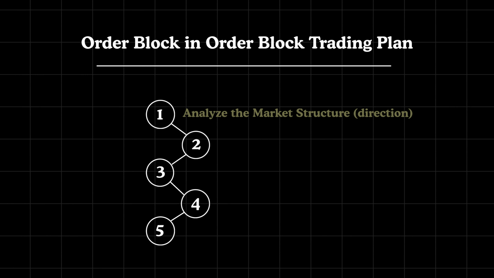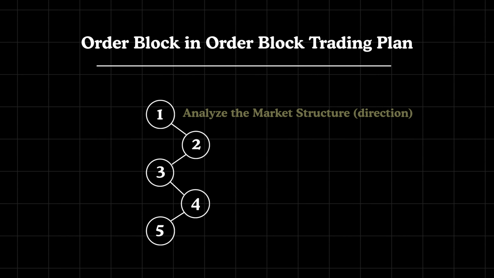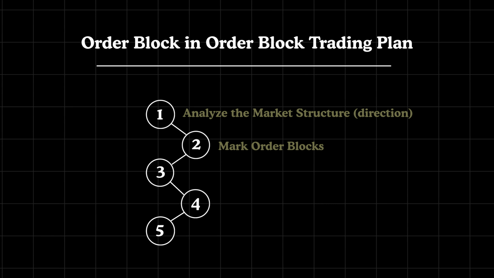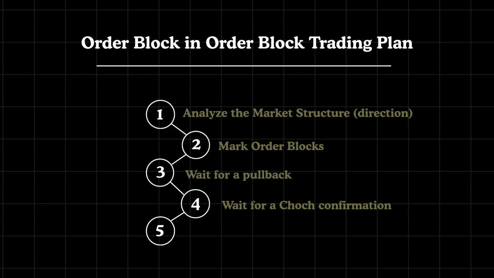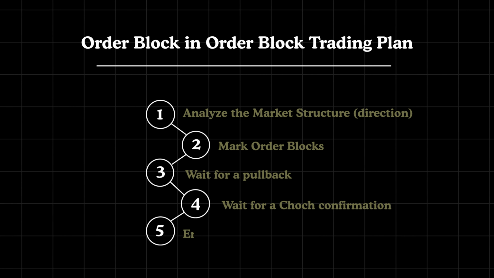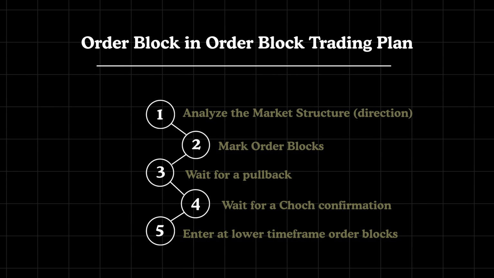Analyze the market structure on the higher time frame to determine direction. Mark the order blocks. Wait for a pullback, then look for a change of character confirmation on the lower time frame. Finally, enter at the lower time frame order blocks.